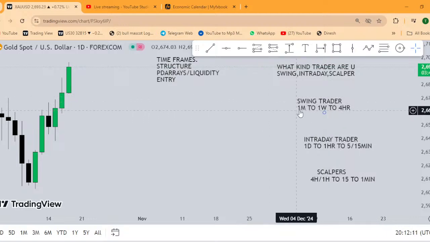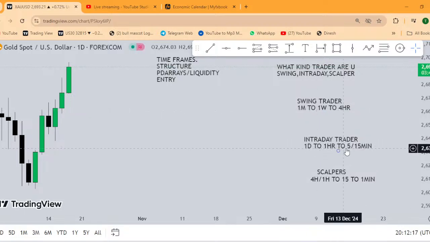So swing traders will look at the monthly, weekly, 4 hour, then intraday traders look at the daily, the 1 hour, then the 5 minute. Then in case you want more clarity on structure, because you can, for example, have overlapping order blocks that can become breaker blocks on the 5-minute chart. We can also have, for example, voids on the 5-minute chart, and then it turns out to be a fair value gap on the 15-minute chart.